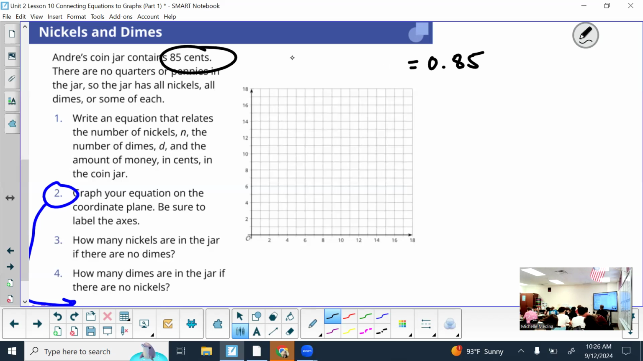Nickels and dimes. How much is a nickel worth? 5 cents. And what is that in dollar form? And for every nickel, it's 5 cents. So what do I need to do? Do I need to do 0.05 plus n? What do I need to do?